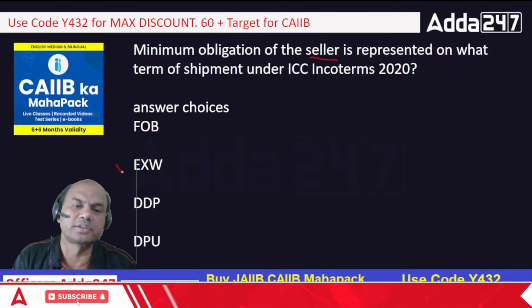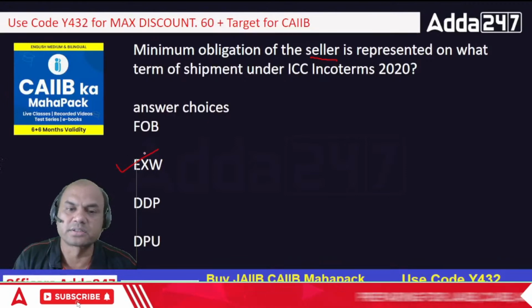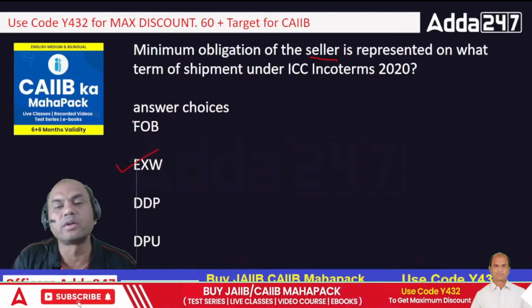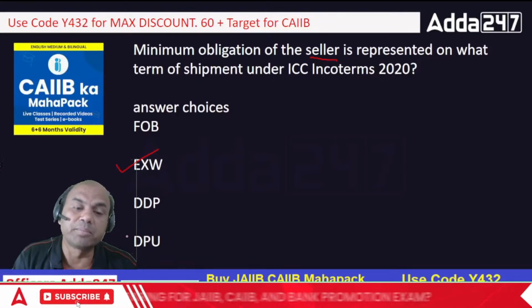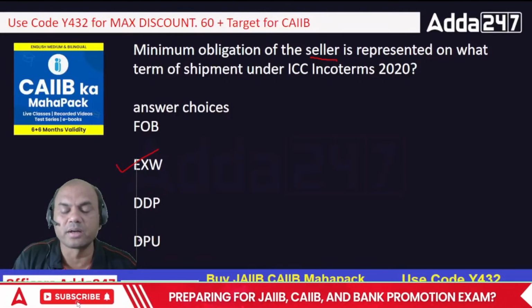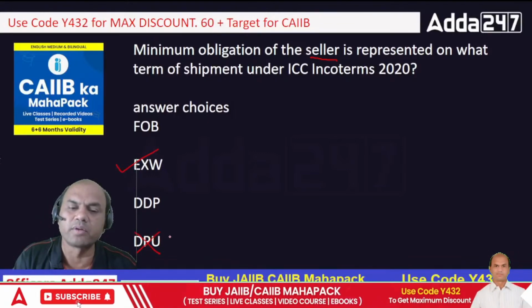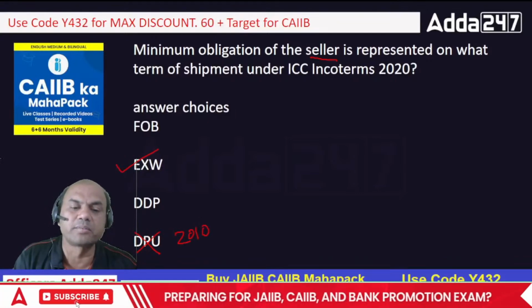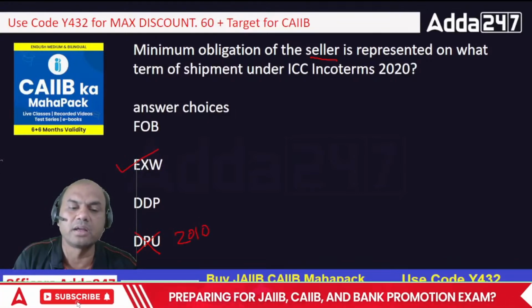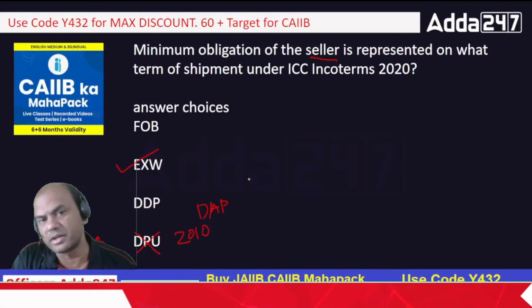If you are talking of the exporter, then the minimum liability is ExWorks. Correct. It is ExWorks. FOB means loading on the ship. DDP means maximum liability. DPU means delivery duty unpaid. That is removed now. This Incoterm is not there in 2020. It was there in 2010. Instead of this, they have brought in DAP, delivery at place. Got it?